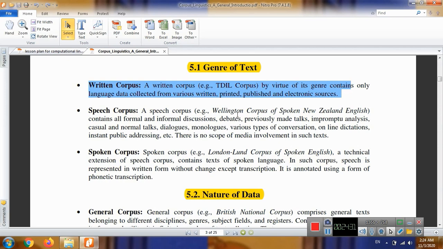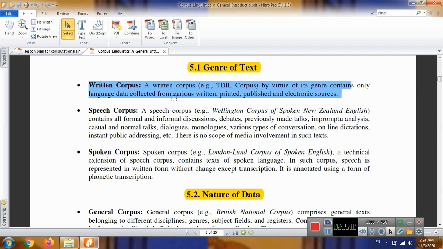But what about the speech corpus? The speech corpus, like Wellington corpus of spoken New Zealand English, contains all formal and informal discussions, debates, previously made talks, impromptu analysis, casual and normal talks, dialects, monologues, various types of conversation, online dictation, instant public addressing, etc. There is no scope of media involvement in such text.